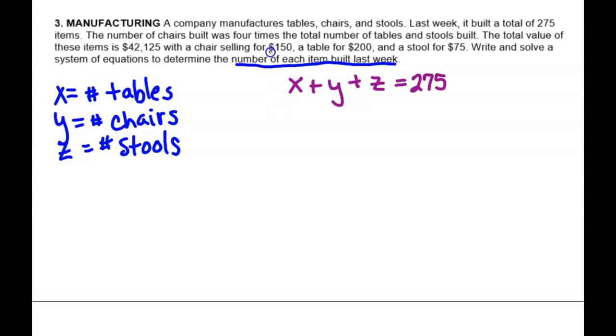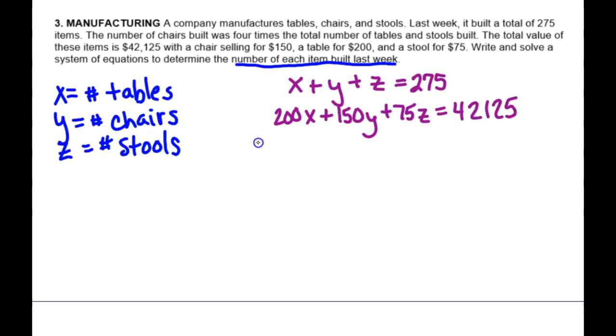But the chairs are 150. Oh, tables are supposed to come first. What are tables? Oh, $200 for tables. And then chairs are 150 and stools are 75, and that made us $42,125. I think I did this wrong earlier today, because I don't think I had those in the right spot.